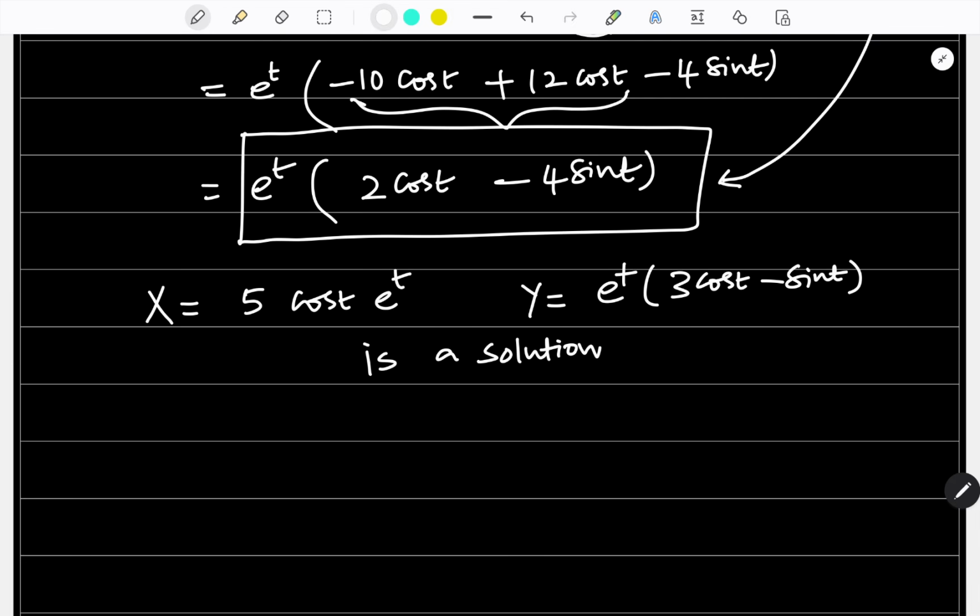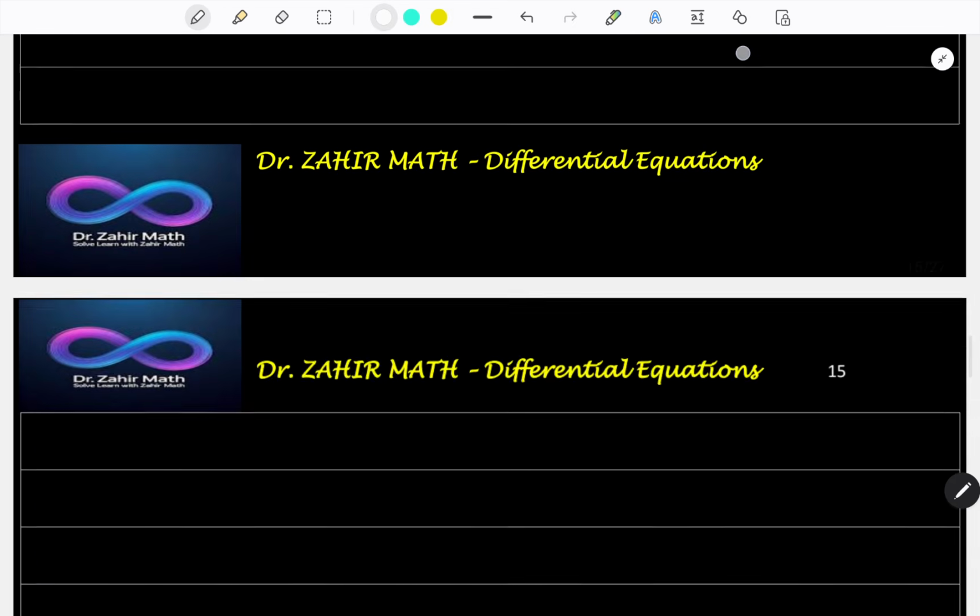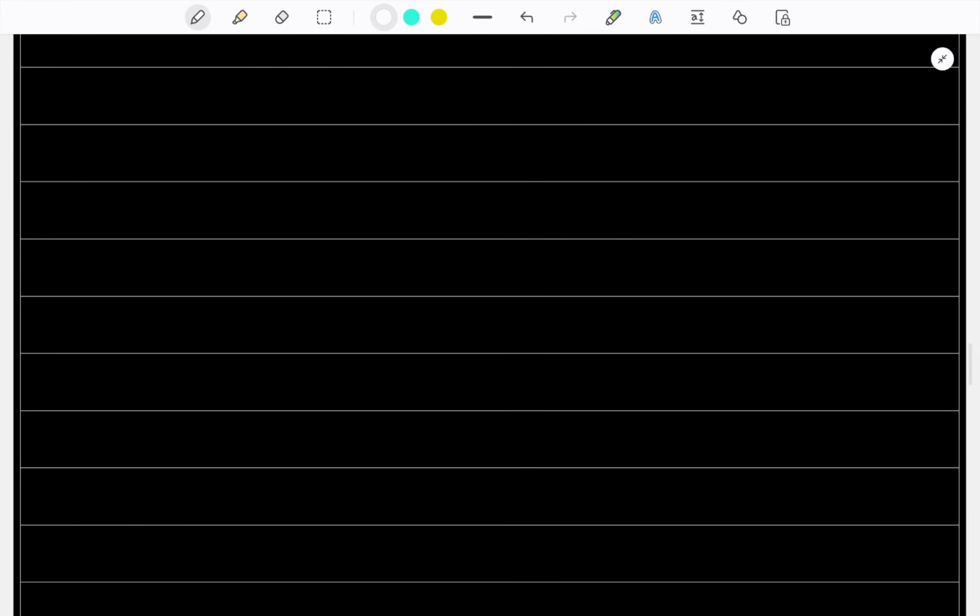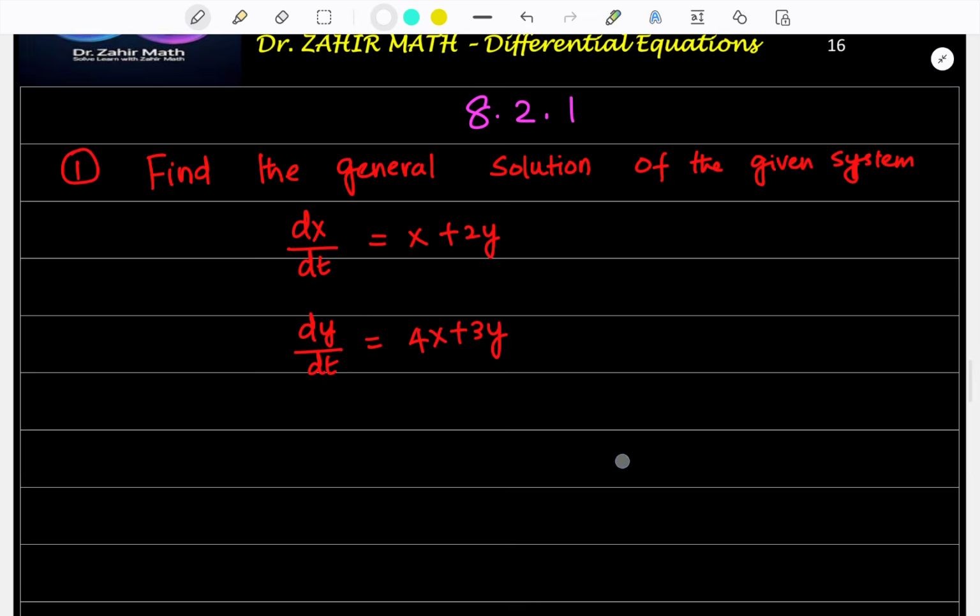Clear, everybody? Wow, lovely question. So easy, and nothing is there, we are just taking the derivative and using the idea of Calculus 1, that's it.